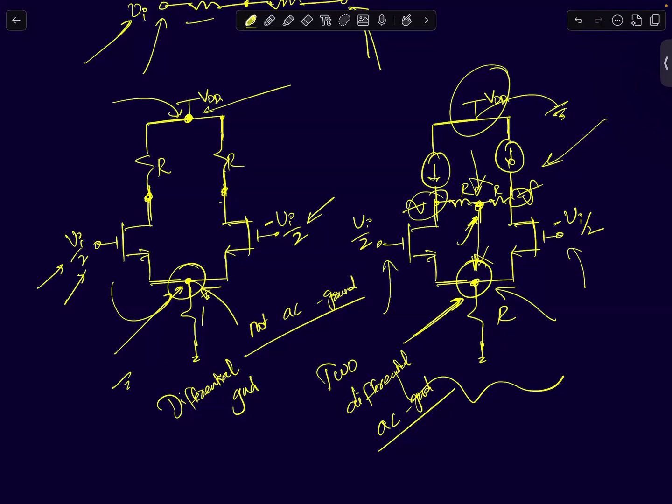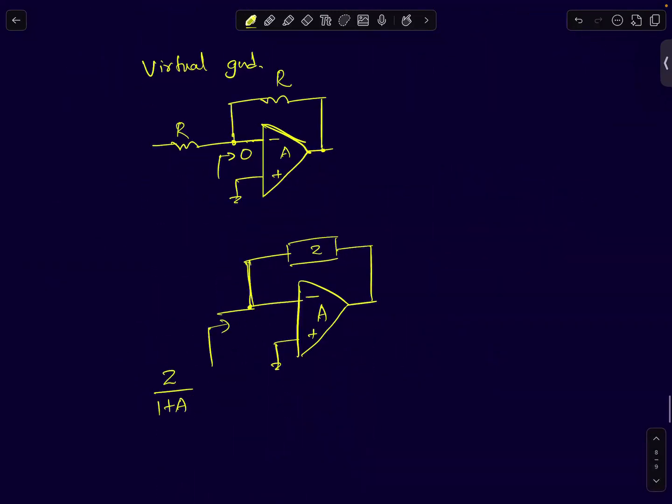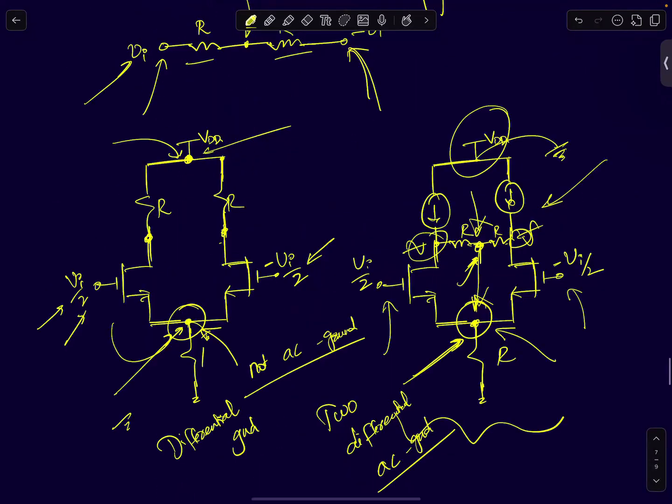Okay. So if you understood this, I'll stop at this point. We'll discuss the concept of virtual ground in the next lecture, because I just introduced you to different grounds here.